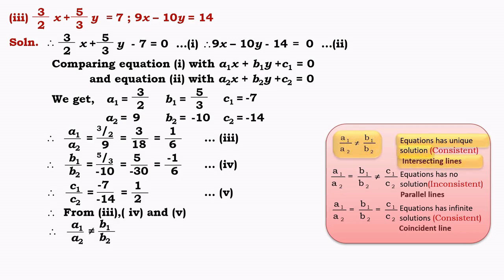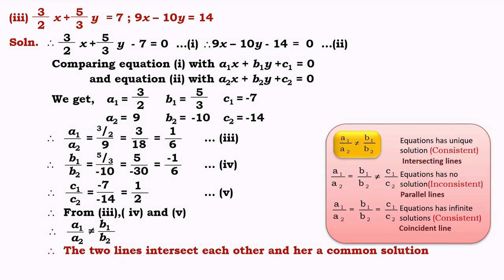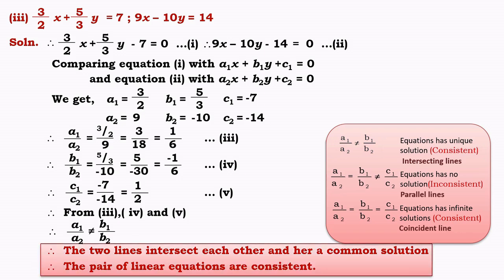Clearly, a1 by a2 is not equal to b1 by b2. So, the lines intersect each other. This means there is a unique solution. Therefore, the system is consistent. Final conclusion: the given lines intersect each other and have one unique solution.